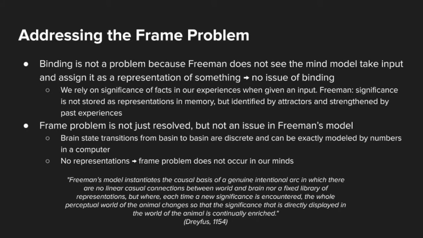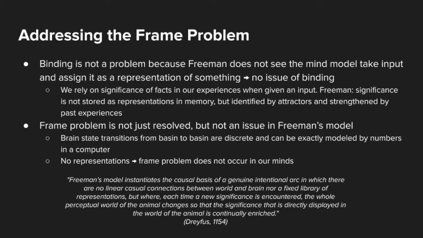So, how do these models go about solving the frame problem? Well, representations are at the core of the binding problem and the frame problem itself. The implications of Freeman's model is that the brain does not necessarily process inputs into representations of the world, and that there is no exact linear causal relation between the world and our brains. Significance is not stored representationally in memory, but derived from previous experiences and identified by attractors.